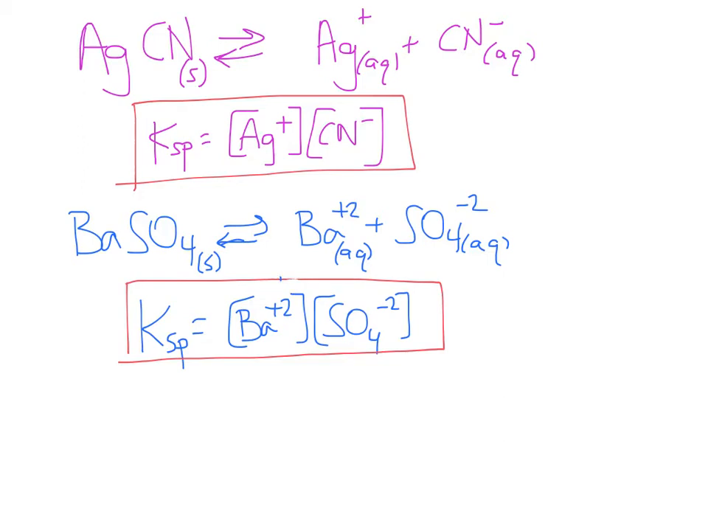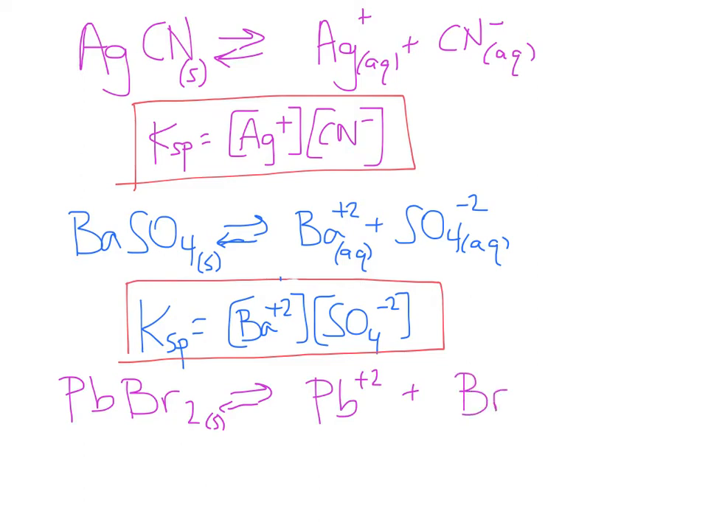So if we looked at one more, let's say PbBr2 solid. If it were to dissolve, that'd be into lead and bromine. Now I want to take a minute to talk about where the 2 comes from and why the 2's are here and there. So first I'm going to look at the 4 on BaSO4. Now why is there a 4 here, and why is there a 4 there? What's the 4 coming from?